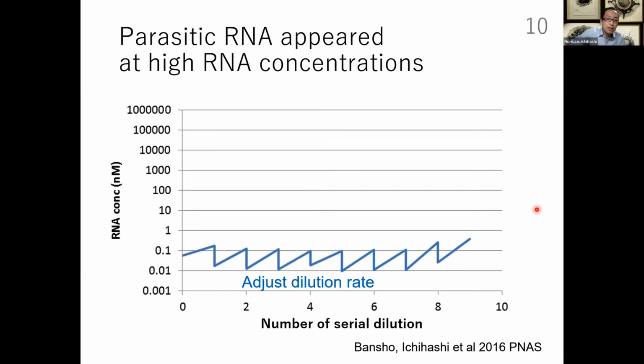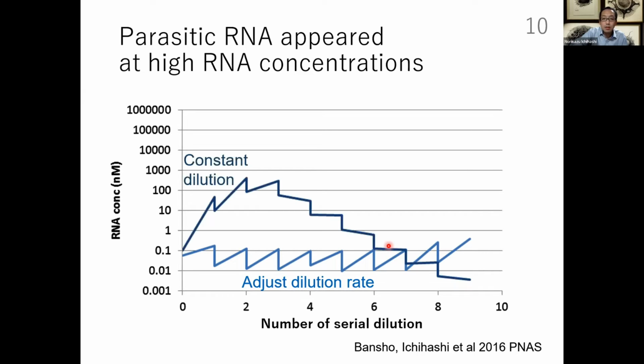Unfortunately, we noticed that in our system, parasitic RNAs continuously appeared at higher RNA concentrations. So in the previous evolutionary experiment, we kept the RNA concentration as low as possible. Here I'll show you the trajectory of RNA concentration during the serial dilution cycle. We adjusted the dilution rate every time, so we kept the RNA concentration low. But when we did not adjust the dilution rate, but used a constant dilution rate, the result was like this.